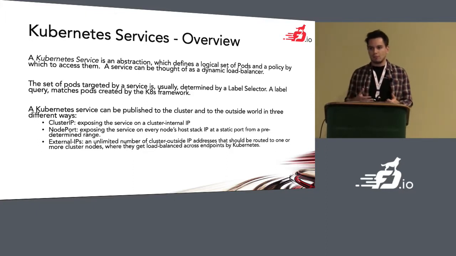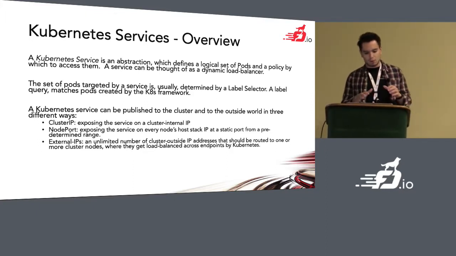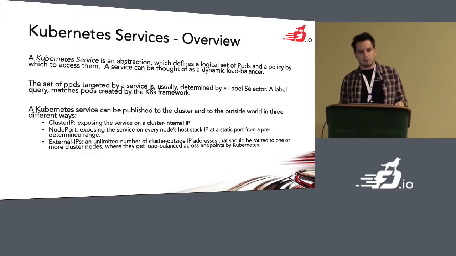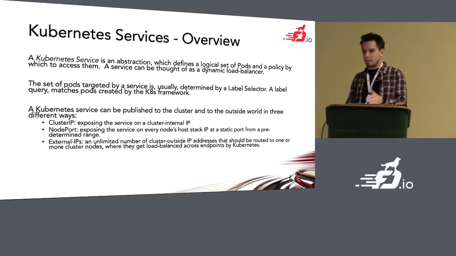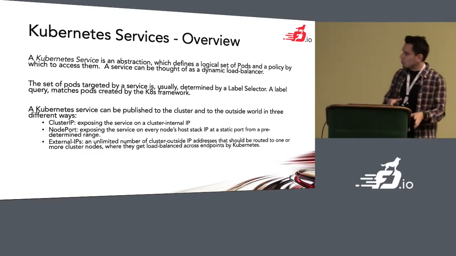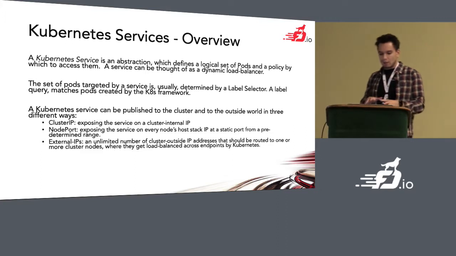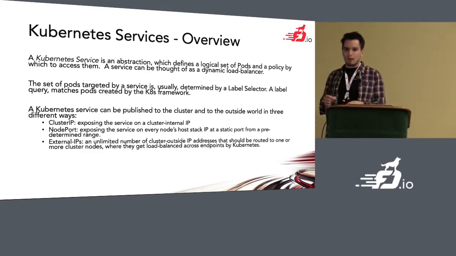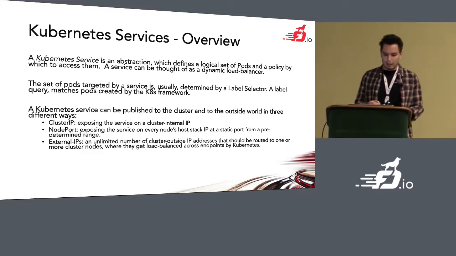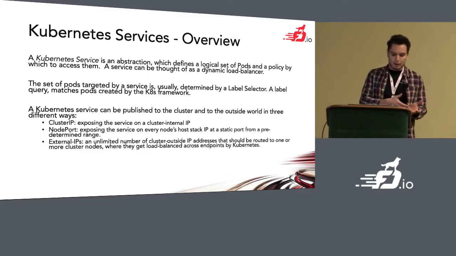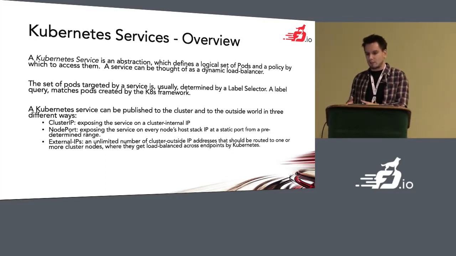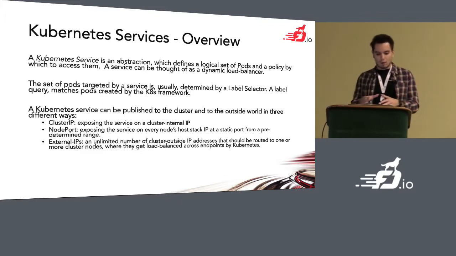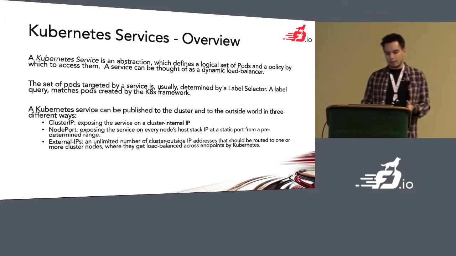Now, a Kubernetes service can be published to the cluster or to the outside world in 3 different ways. So we have the cluster IP, which exposes the service on a cluster internal IP. We have the node port, which exposes the service on every node's host IP address with a specific port from a predetermined range. And then we have external IPs, which are an unlimited number of cluster-outside IP addresses that should be routed to 1 or more cluster nodes. And then from there, they get load balanced across services and endpoints.